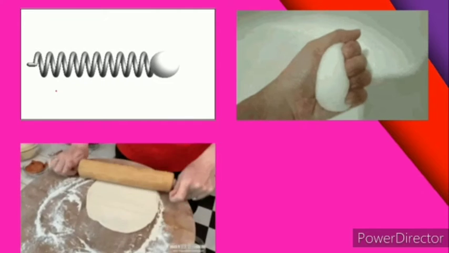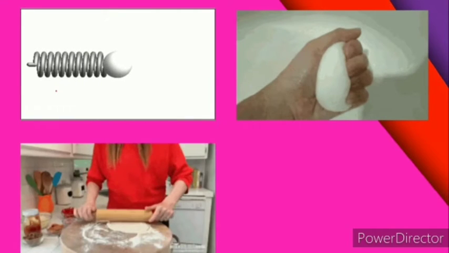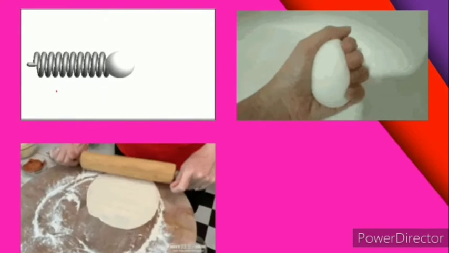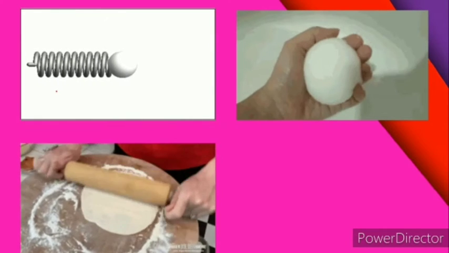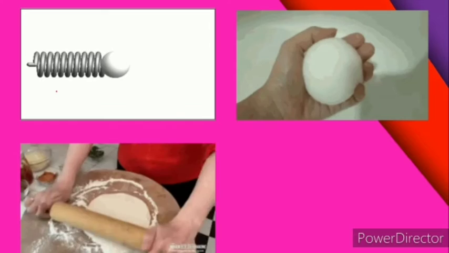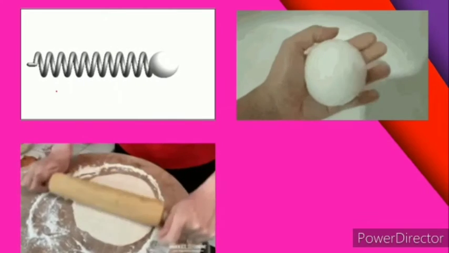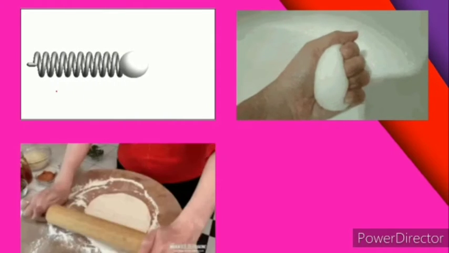Here is a sponge ball where when you try to squeeze it, it is changing its shape. Here you can see the chapati. Initially the dough will be in a small spherical ball shape. Now when you take the rolling pin and roll it out, it becomes flat.